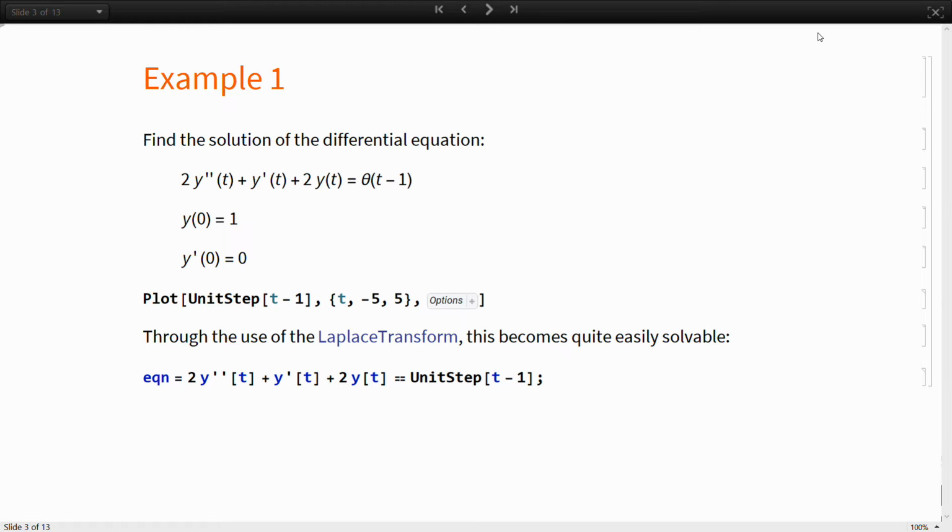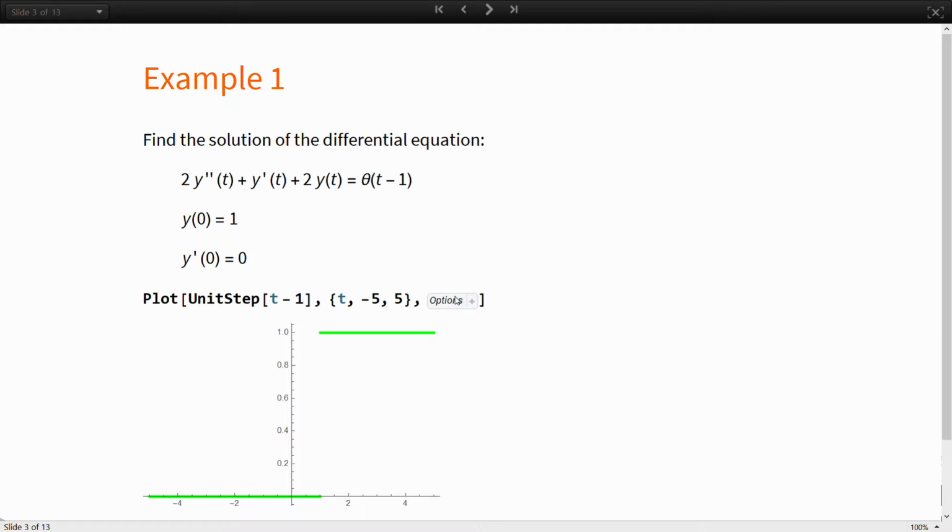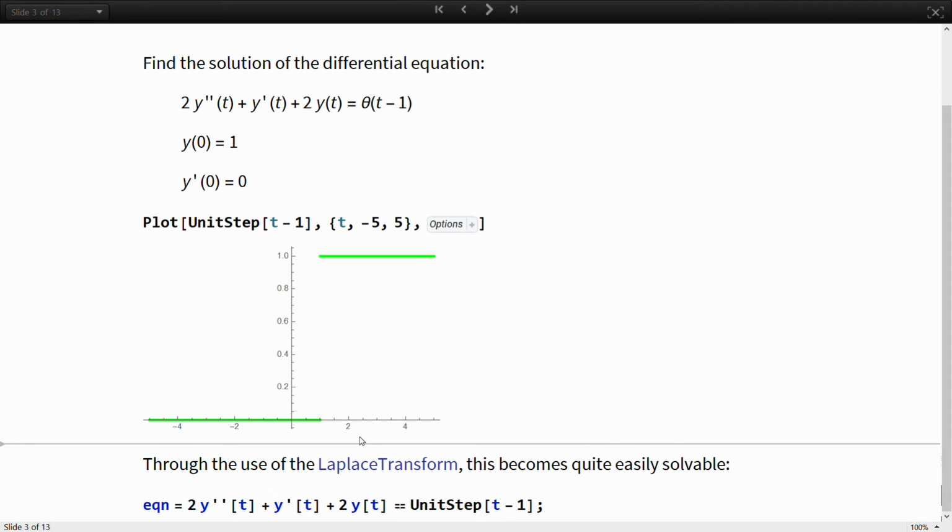As a first example, let's find the solution to the differential equation here, subject to the initial condition that the solution equals 1 at t equals 0, and the first derivative equals 0 at t equals 0. The right-hand side of the differential equation is the discontinuous unit step function shifted 1 unit to the right, so that the discontinuity occurs at t equals 1. As we will see, solving such differential equations can be done quite easily using the Laplace transform.